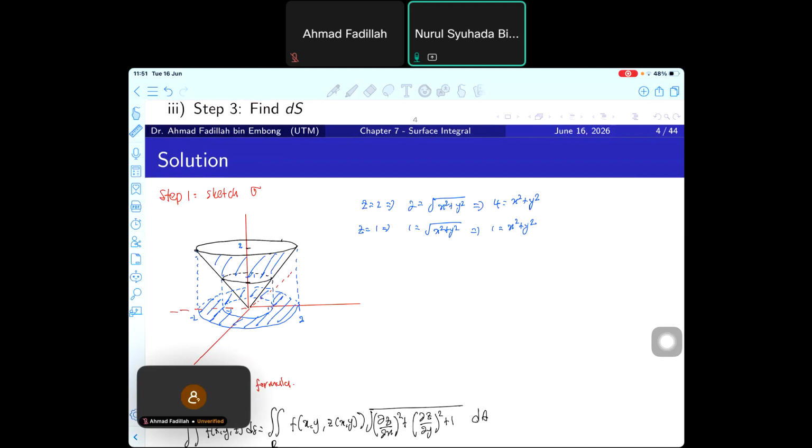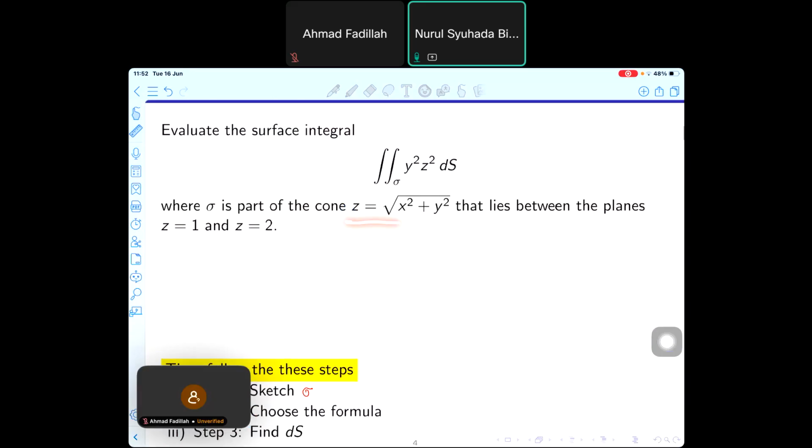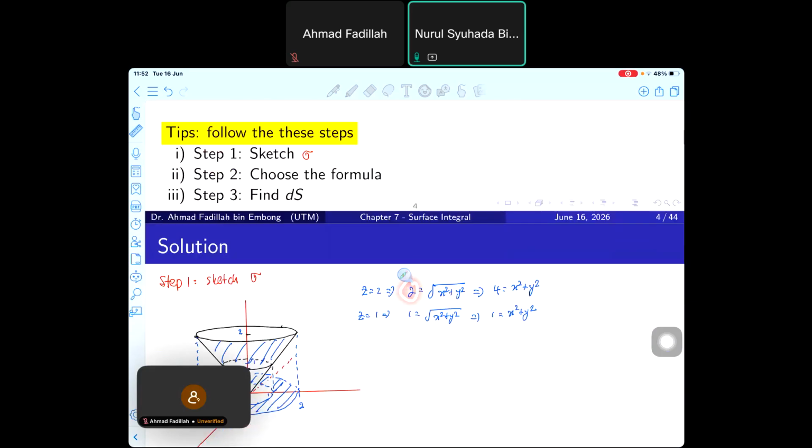in order to evaluate the surface integral. So for example here, when z is equal to 2, this is z equal to 2. And then what I'm going to do is find the corresponding value over here. So how do we do that? Just substitute into the formula. So z equal to 2, I'm going to substitute into this one because this is the surface that we are sketching. Okay, and then we solve it, and we get 4 equal to x squared plus y squared.